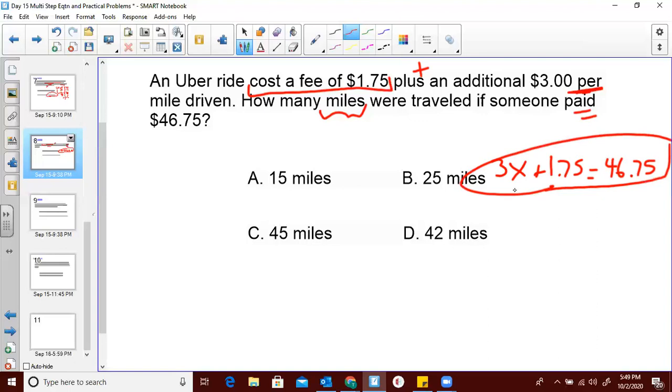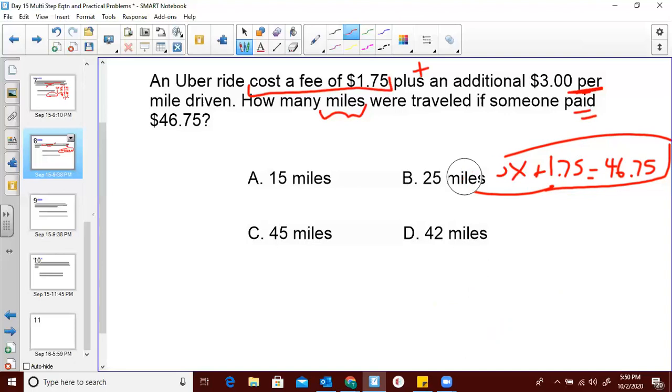You can use Desmos. You guys can put 3x plus 1.75 into Desmos and then x equals, and then test out all these different variables. Test out 15, test out 25, and see which one's going to equal 46.75. Right, so the most important thing is just getting the equation right.